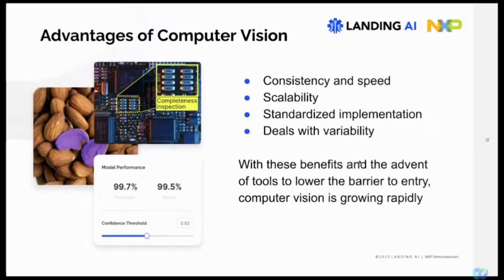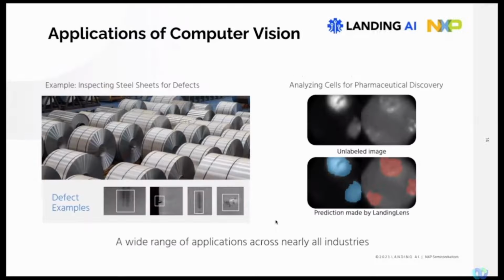And dealing with variability. And this is a really big point for computer vision. It handles changes in images very well, right? It can deal with variability across different products or across different applications, whereas something that's hard-coded might have a little bit harder of a time doing that. And it's really with these benefits in mind, and with the advent of new tools such as Landing Lens, that we're really able to lower the barrier to entry for these computer vision applications and allow folks like NXP or other companies to start broadly adopting the technology.